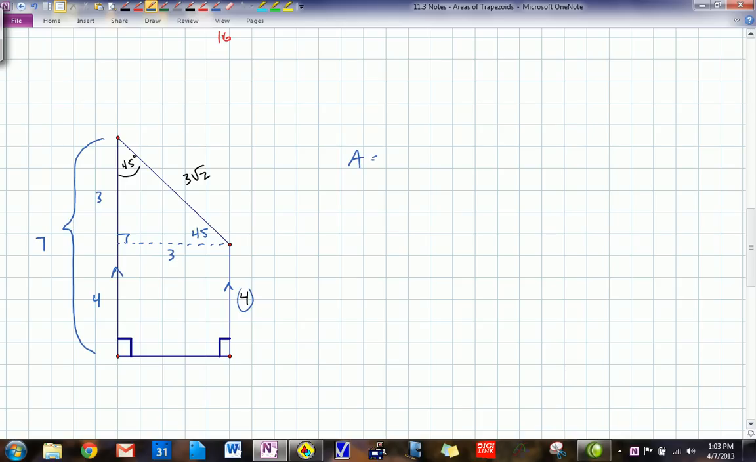So using the area of the trapezoid again, the area is equal to 1/2 the height, which is 3, times the sum of the bases, which is 4 plus 7. So 4 plus 7 is 11. 3 times 11 is 33, and 1/2 of 33, well, we'll just leave it like that, 33 over 2. Oops, excuse me, 33 over 2.